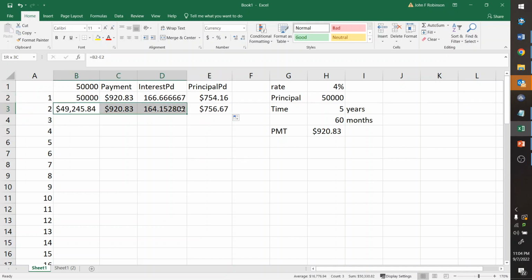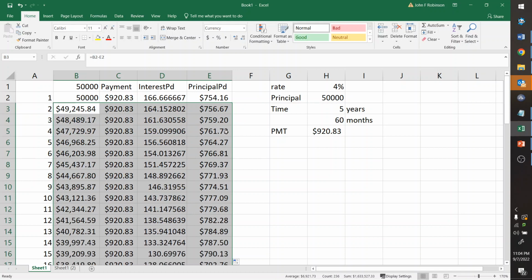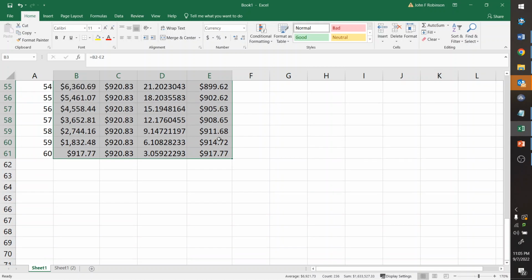And if I did this right, I should be able to highlight all of these and double click. And if we did it correctly, if I scroll all the way down to the bottom, we can see in that last period, we owe $917, $918. We are charged $3 of interest, getting us to $920, but $920 is our payment. So that's how it all zeroes out by the end. If you did your amortization table correctly, you get it all zeroed out at the end.